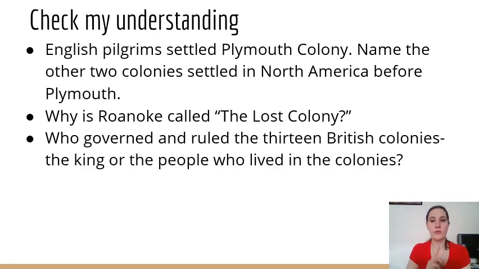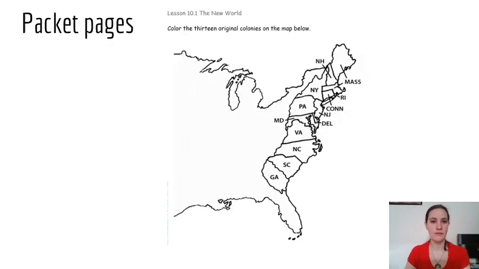Who governed or ruled the 13 British colonies? The king or the people who lived there? This one should only take you about 10 seconds. Who ruled the colonies? The king or the people who lived there? That's right, the king, the parliament, all the way across the ocean.